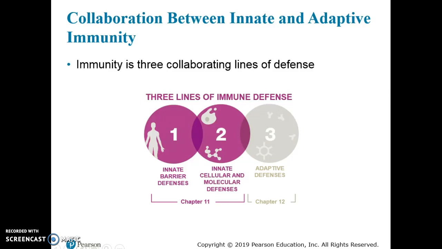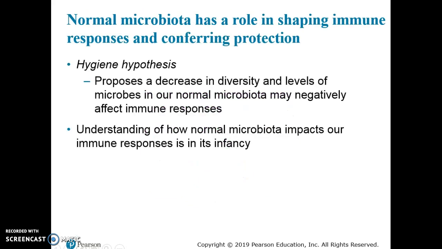But also part of the innate immune response is what's called the second line of defense. And that would be if an organism gets past the barriers. And so there are cellular and molecular defenses that can help fight off pathogens that get past those barriers. And then once again, the adaptive immune response, Chapter 12.